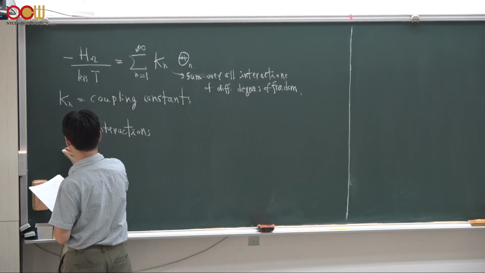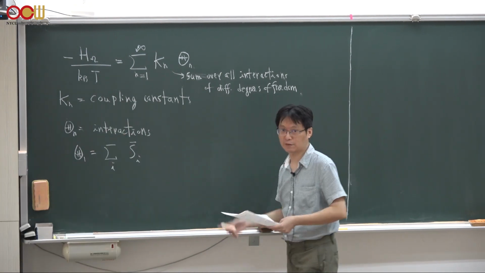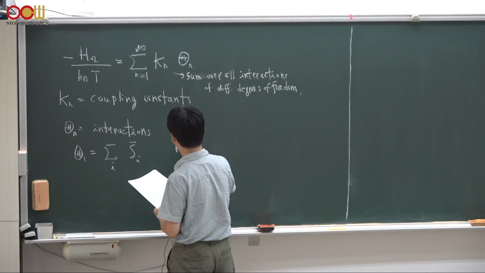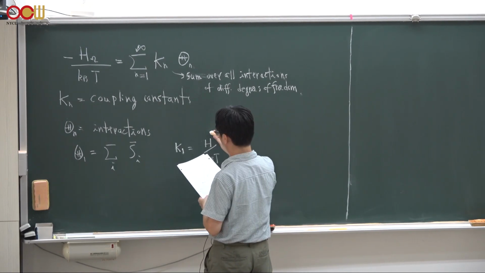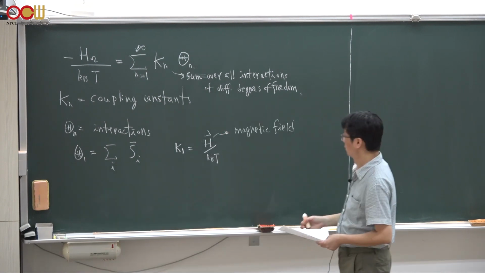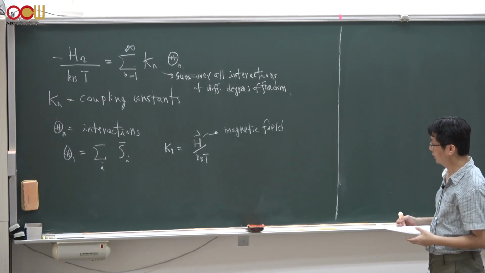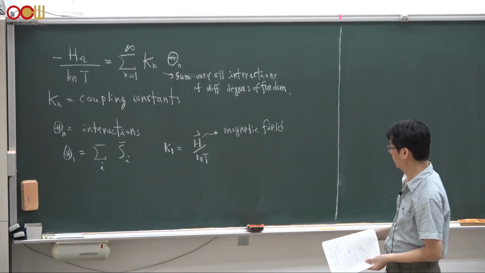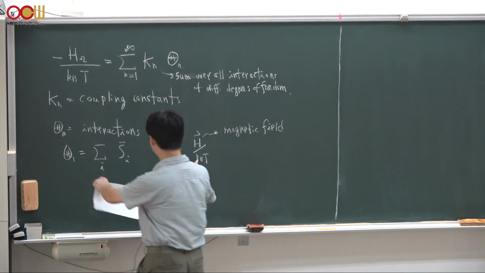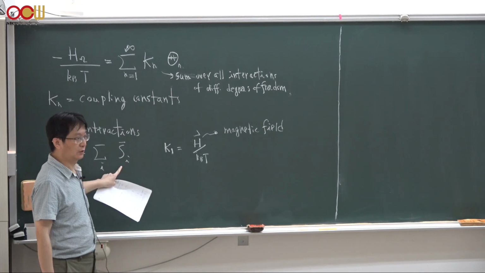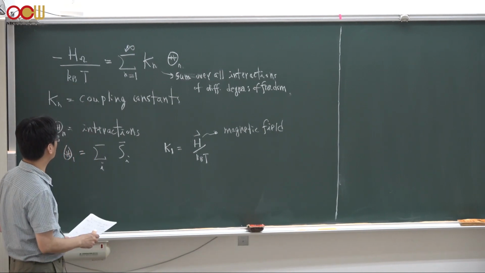For example, when n equals 1, theta_1 refers to the sum over the spins of your system, for example the Ising spin. And K_1 is defined as H divided by k_B T, where H is the magnetic field, which is a Zeeman term. H dot S is a Zeeman energy. So when there is a spin or a magnetic moment in the presence of the field, there's a Zeeman energy, which is S dot H. That's just the simplest possible interaction between a single magnetic moment and an external magnetic field, in a Zeeman form.